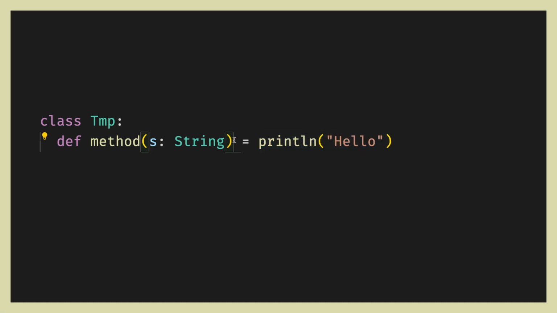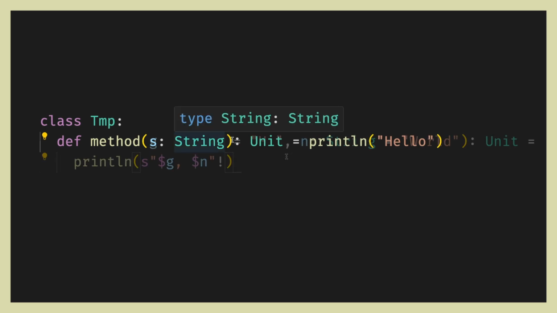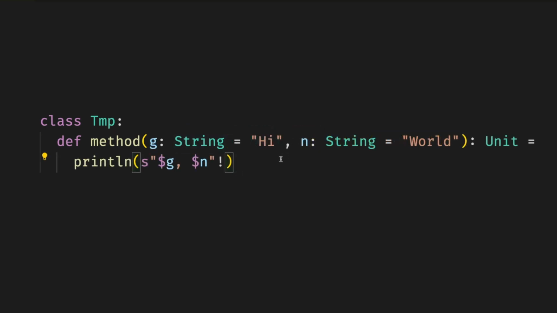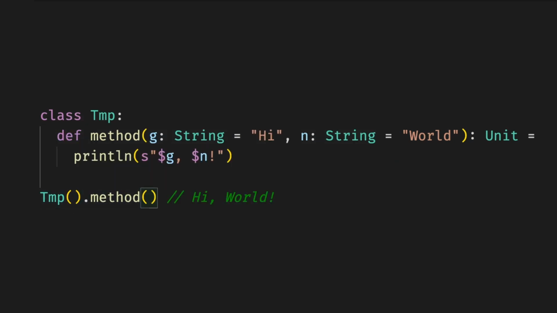Know how the unit return type looks like. It's not very functional, but something you might encounter, so know your enemies. On top of that, in Scala we can use default parameter values. For example, we can say the default string is hi and the other default one is world. And we can also use named arguments.